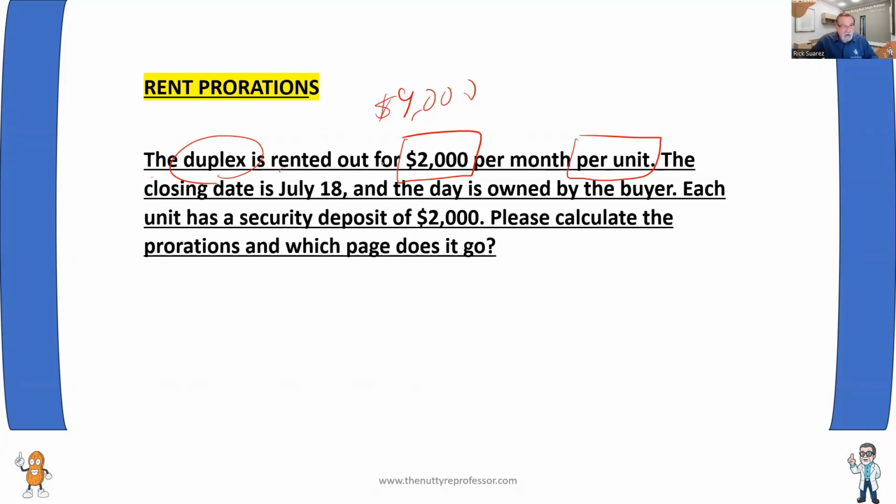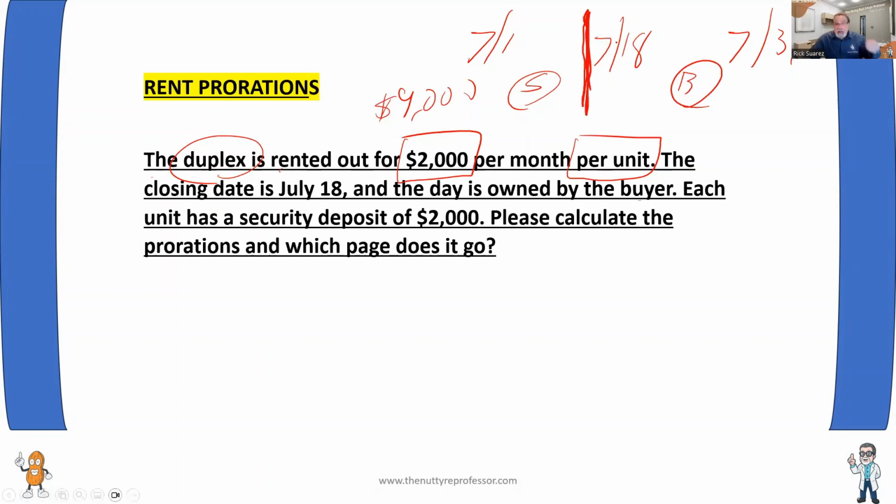The closing is July 18th, and the day is owned by the buyer. So how many days do we have in July? We have 31 days. The day belongs to the buyer that's here. This is the seller side. This is the buyer side. I always put a line to make sure that I get that day to whom it belongs to. Why is that important? Because, again, your answers are going to be off by 1 day.